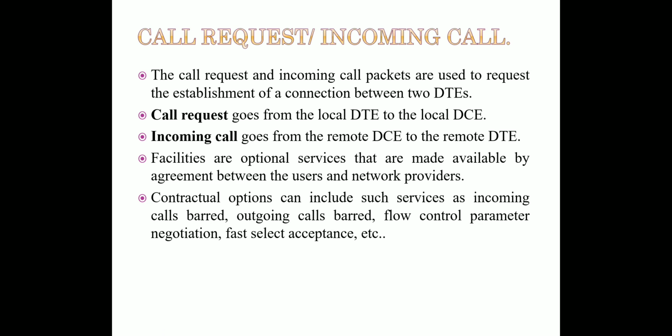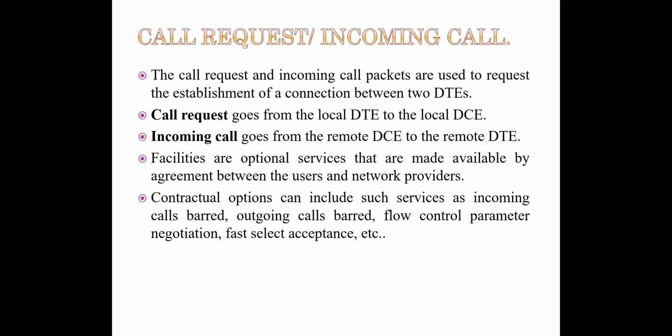Then the first type of control packet is the call request or the incoming call. This is initiated whenever you want to establish a connection between two DTEs. Whenever the packet is going from the local DTE to the local DCE, it is called a call request. If it is going from the remote DCE to the remote DTE, it is called an incoming call.